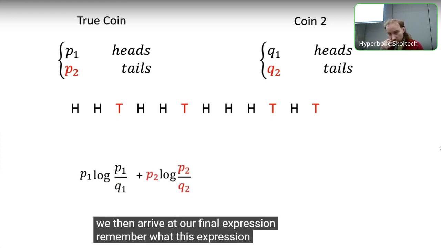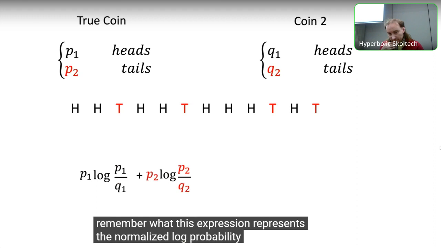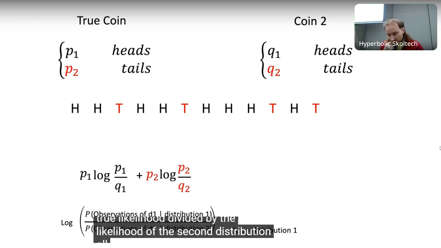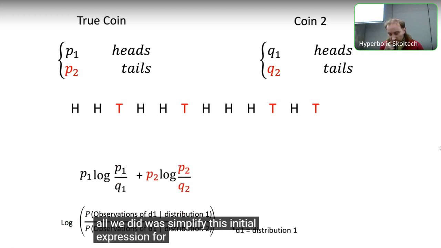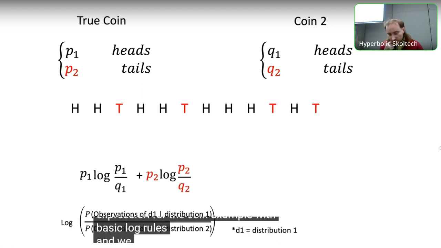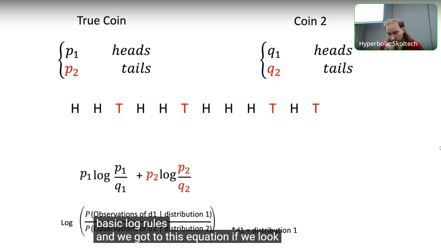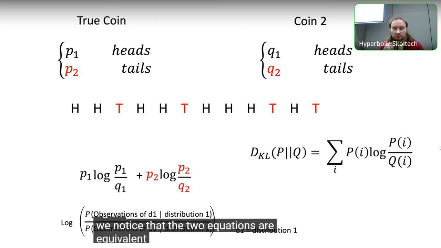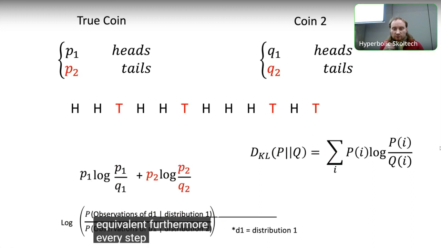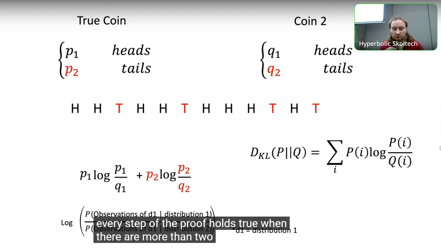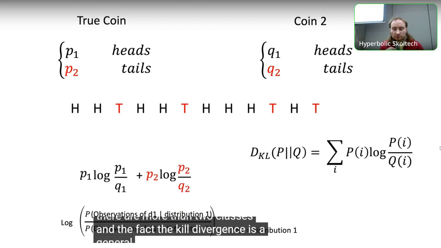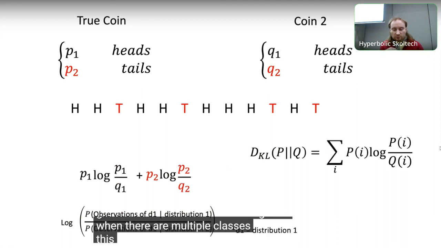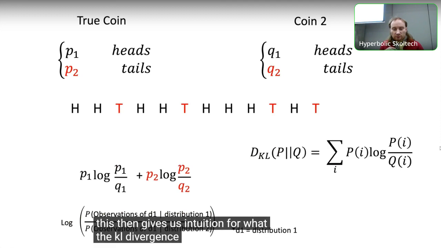Remember what this expression represents: the normalized log of the true likelihood divided by the likelihood of the second distribution. All we did was simplify this initial expression for a large sample using basic log rules, and we got this equation. If we look at the discrete KL divergence equation again, we notice that the two equations are equivalent. Furthermore, coin flips are really a case of just two classes. In fact, KL divergence is a general form of the normalized log ratio when there are multiple classes.